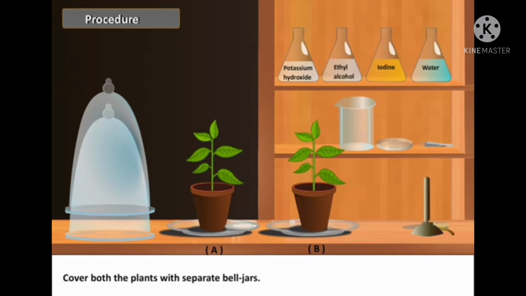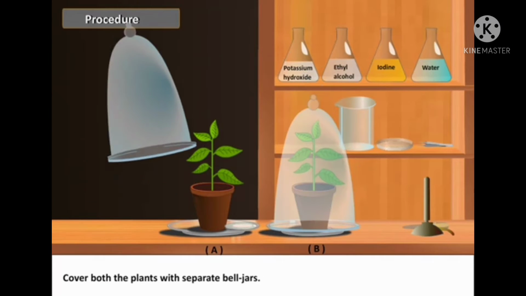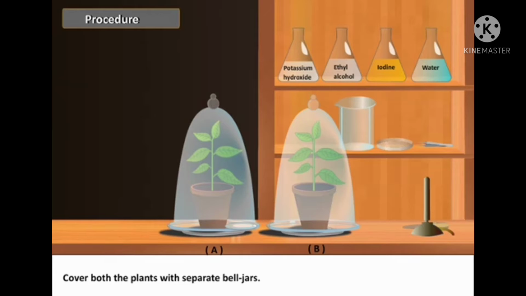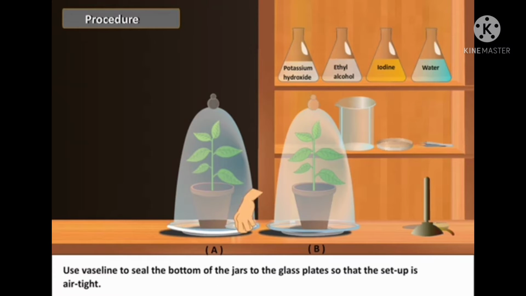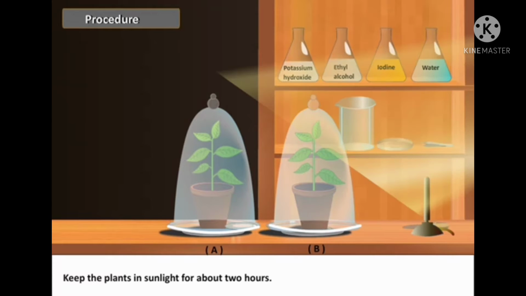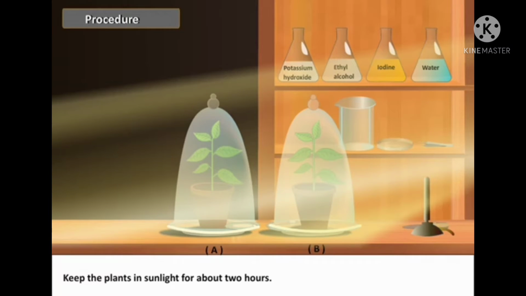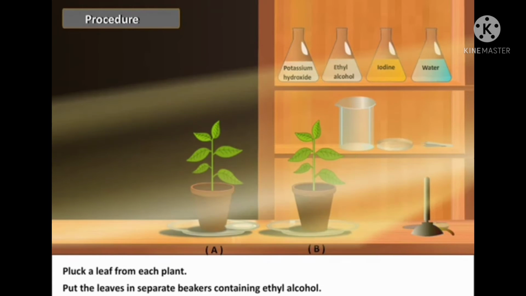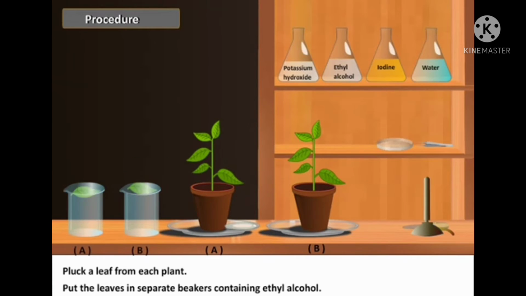Cover each plant with a separate bell jar. Use Vaseline to seal the bottom of the jar to the glass plate so that the setup is airtight. Keep the plants in sunlight for about 2 hours. Pluck a leaf from each plant. Put the leaves in separate beakers containing ethyl alcohol.